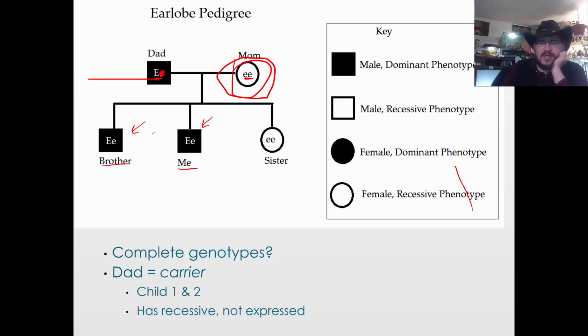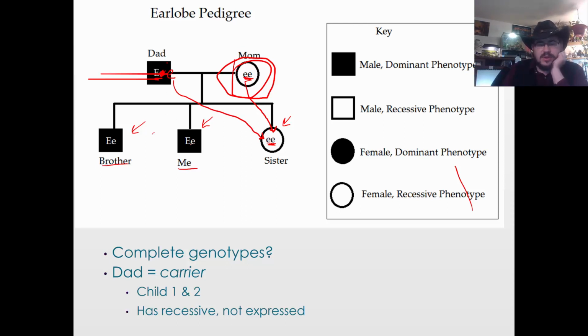But then you have the sister here with the recessive trait. So in order to have the recessive phenotype, she has to be homozygous recessive, just like mom. But since she gets one allele from mom and one allele from dad, it can't be a dominant allele, so it has to be a recessive allele. And that way we know that dad is heterozygous.